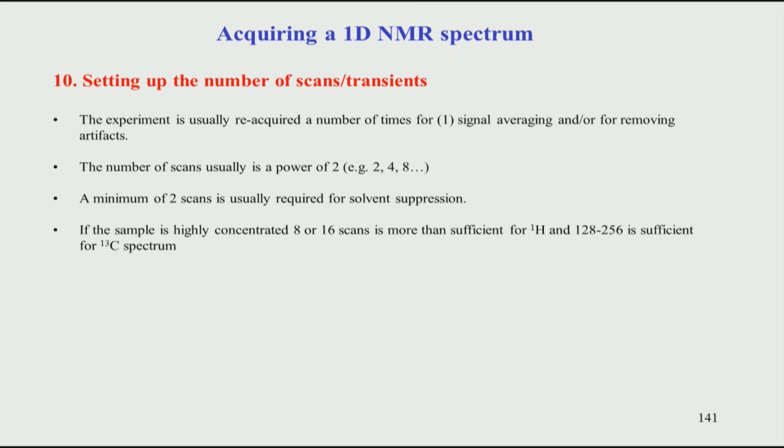Because of that, the signal to noise overall increases by the square root of the number of scans. So, if you use 16 scans compared to 1 scan, the signal to noise will go up by a factor of the square root of 16, which is 4. So, depending on the signal to noise, one has to give a large number of scans.